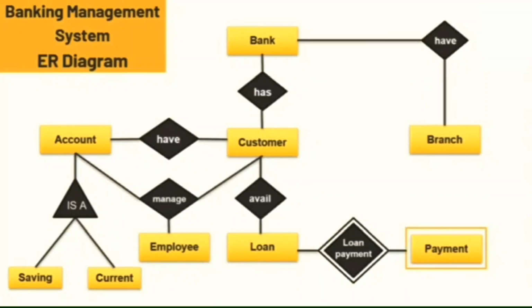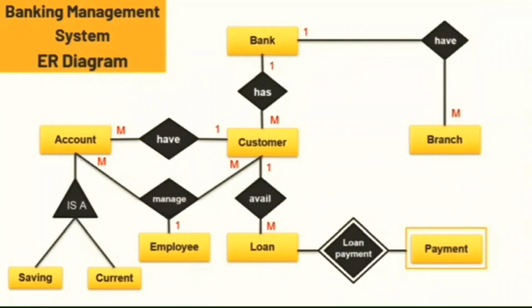So let's see the cardinality ratio between these entities. So one bank can have many branches and there can be many customers in one bank. So one bank can have many customers. Next, a customer can have multiple accounts. So let's add a one to many relation here. And one employee can manage multiple customers as well as multiple accounts at the same time. So let's add a one to many relationship here. Next, one customer can avail multiple loans, and for one loan we can make multiple transactions, like we can divide the payment. So I am adding a one to many relationship here. So this is the cardinality ratio between these entities.